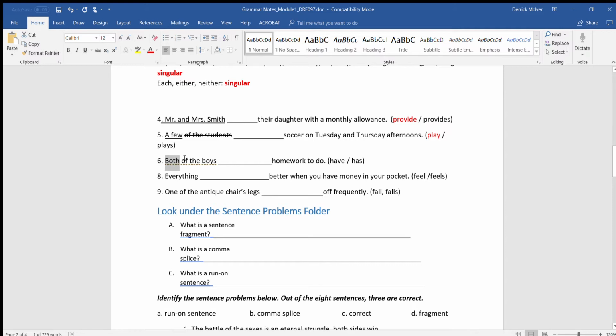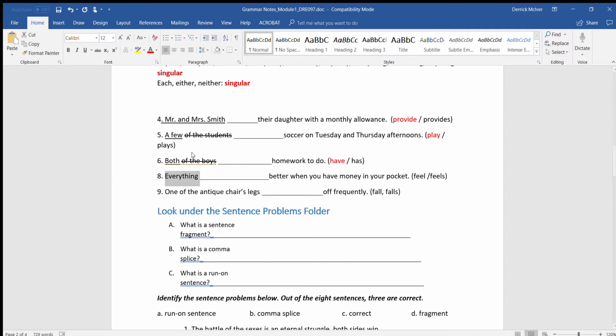Both is also plural. Cross out of the boys because it's not a part of the subject. Both is the plural subject, so it will have a plural verb. Have is the plural verb. Has is the singular verb. Remember, the singular verbs end in the letter S.